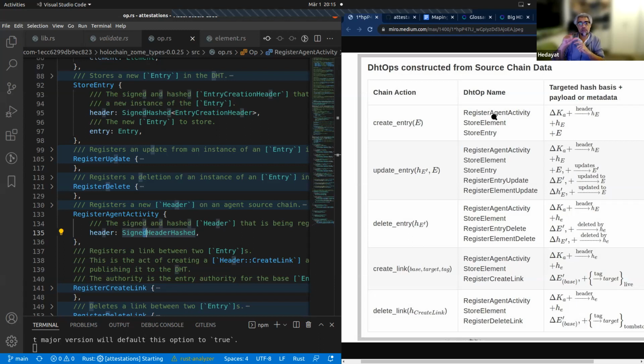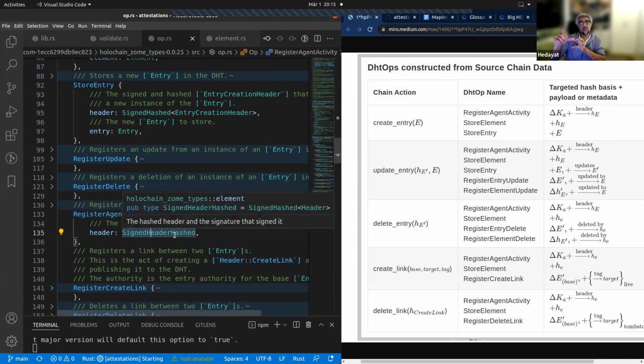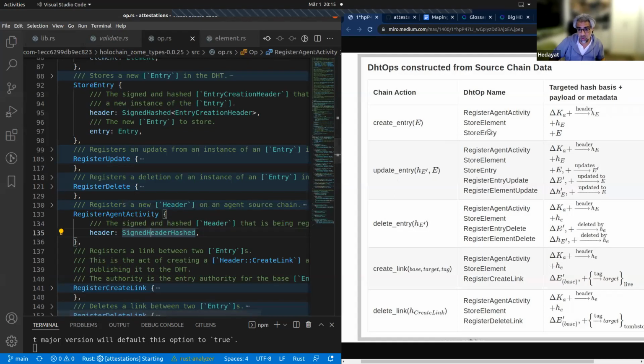So the header is a footprint of the agent. It's going to be published to the DHT anyway. So it is agent activity, that is, the header signed. But if the action or the element has an entry and the entry is private, it's going to be located in the local chain, which we call the source chain, and is not going to be in the DHT. If it's going to be in the DHT, it's going to be in the StoreEntry. We are going to take a look. But this one is agent activity.